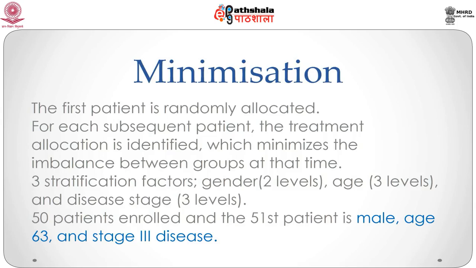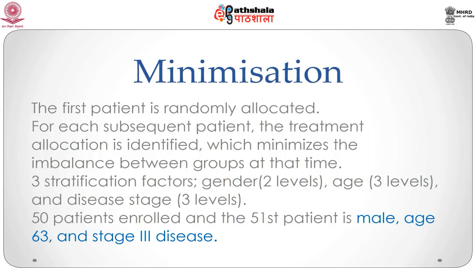To use an example, let us suppose that we have 3 stratification factors: gender with 2 levels, age with 3 levels, and say disease stage, which also has 3 levels. Suppose 50 patients have been enrolled and the 51st patient is male, of age 63, and has stage 3 disease. Then we can either count only the sign of the difference in each category.